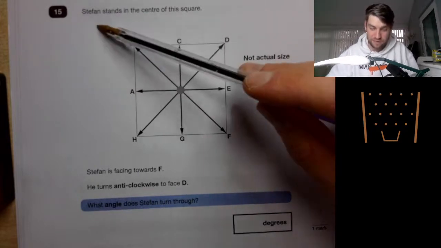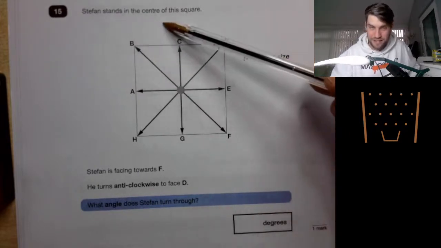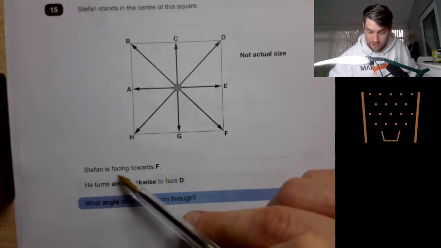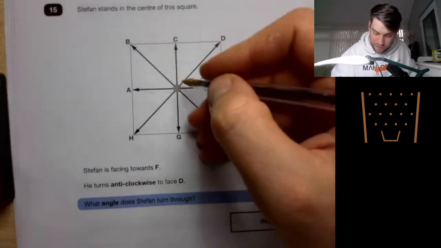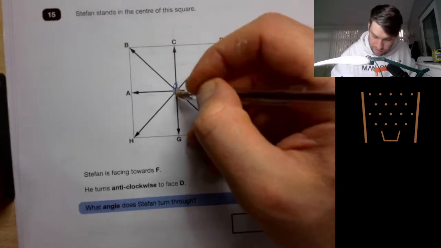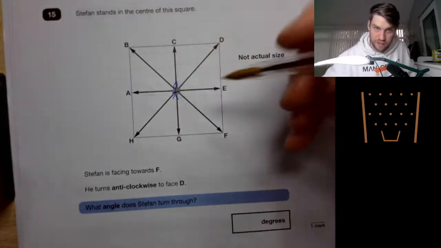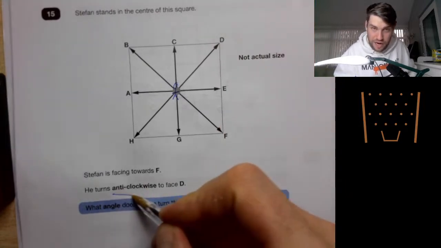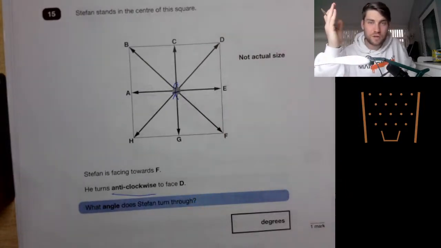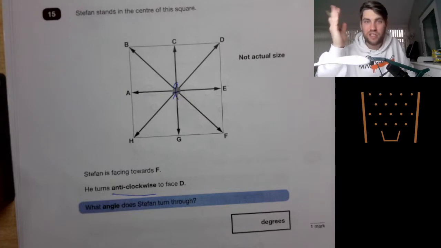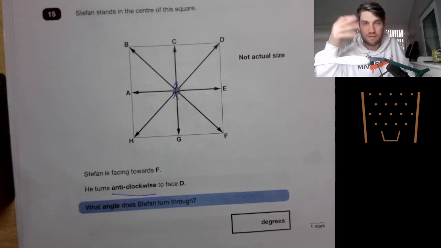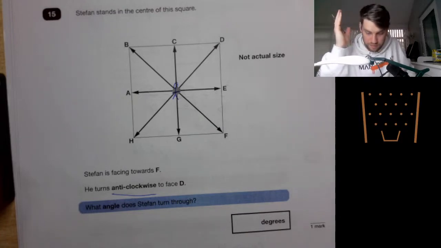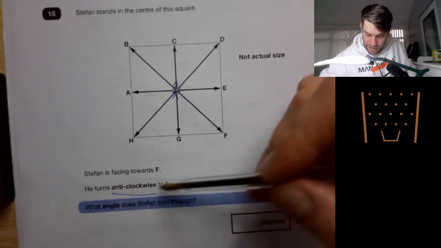Stefan, I think it says, stands in the centre of this square. Right there, that's where he is. Stefan is facing towards F. So Stefan is here. This is my stick person right here. And he's facing that way towards F. He turns anti-clockwise. In America, you might call it counterclockwise. Same thing. In the UK, we call it anti-clockwise. Right. He turns anti-clockwise to face D.